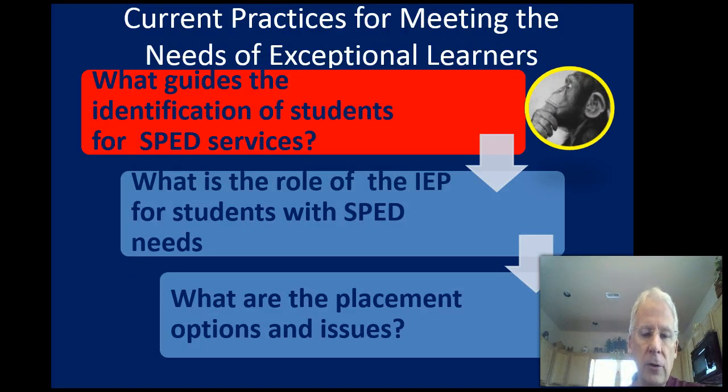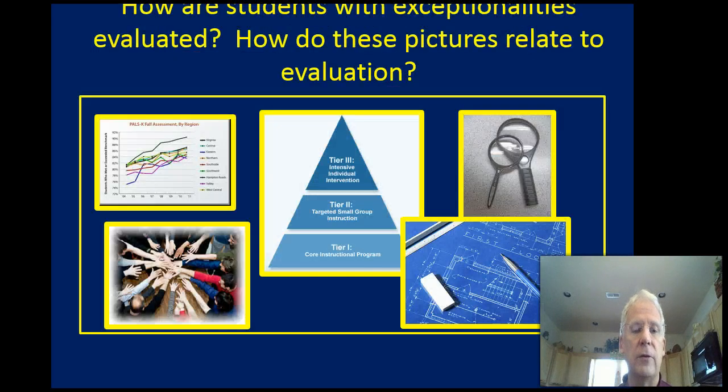Okay, so let's take a look at what we'll be talking about in the next few slides. What guides the identification of students for special ed services? That will be the one that we'll talk about. We have a student who's at risk, who's having difficulty. We're not interested yet in putting them in special ed, but what are some things that we can do prior to placement in special ed that may even prevent them from having to receive special ed services?